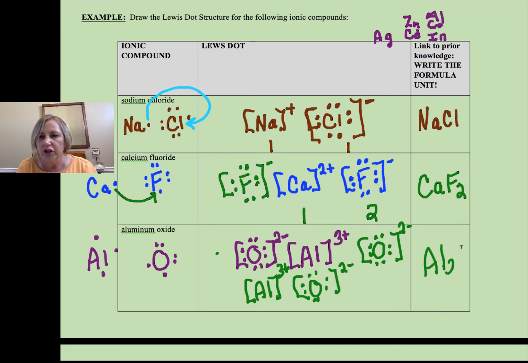I had to draw 2 aluminums. I had to draw 3 oxides. So my formula unit is Al2O3, if I were to write aluminum oxide as a formula.